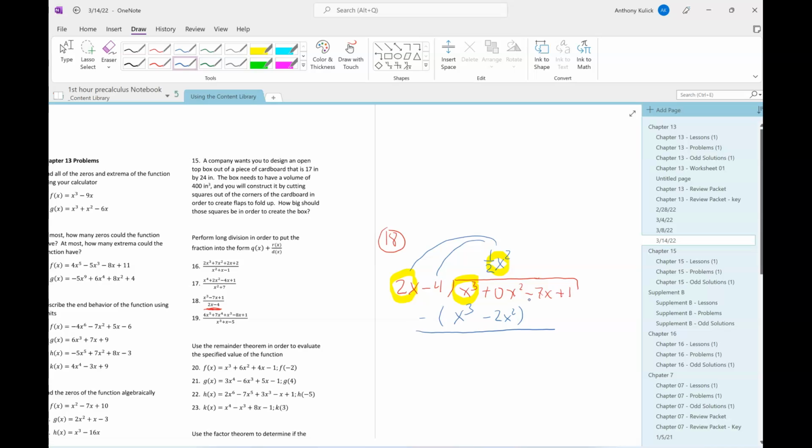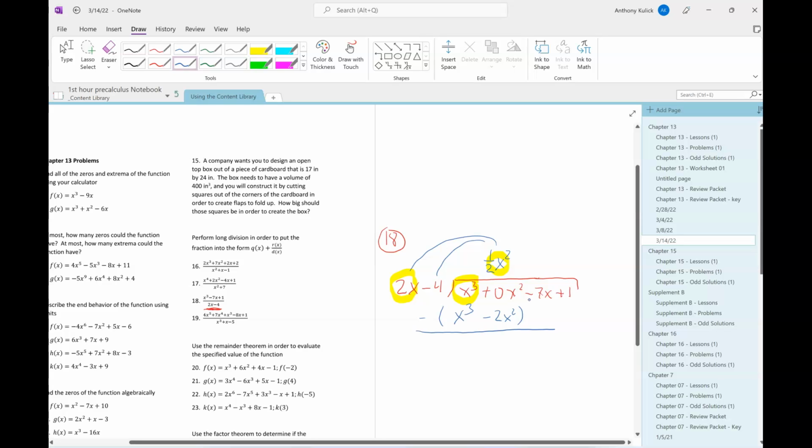Okay. Rather than think about this as a subtraction problem, I like to think about it as an addition problem where I've distributed the negative. So I distribute the negative onto there and then onto there. So x cubed plus a negative x cubed, those just cancel out. 0x squared plus 2x squared gives me 2x squared. And then I'll bring the rest of this thing down.